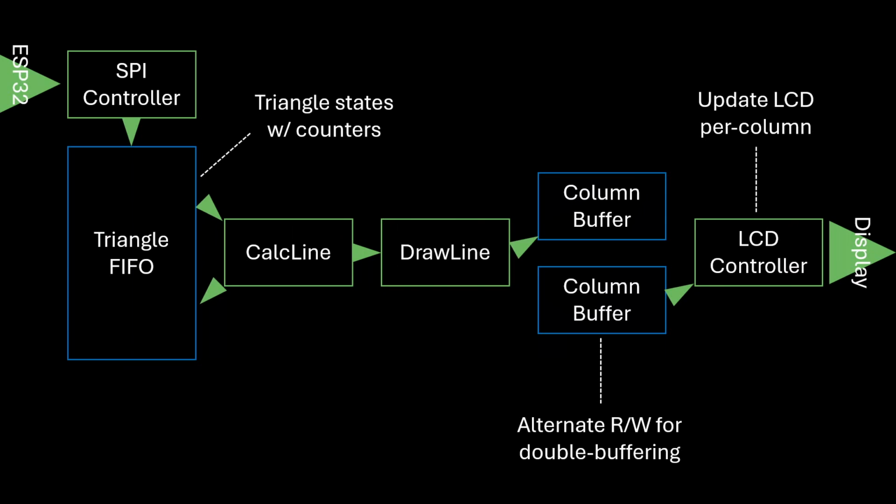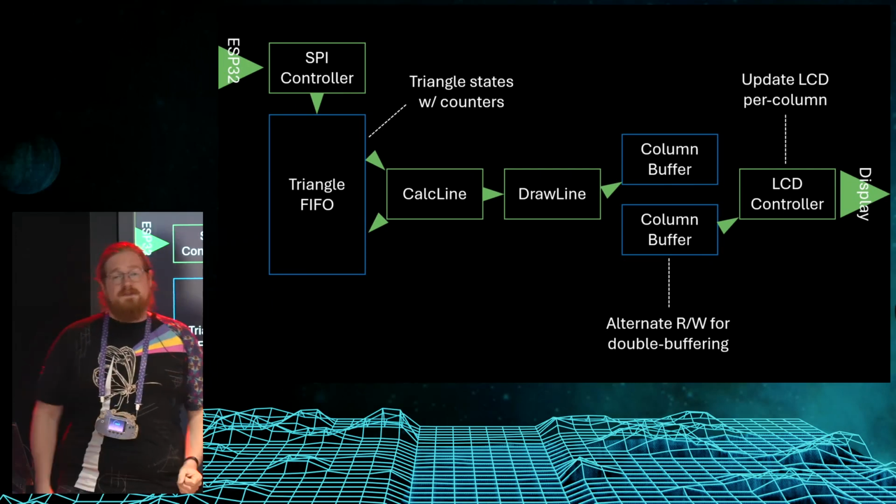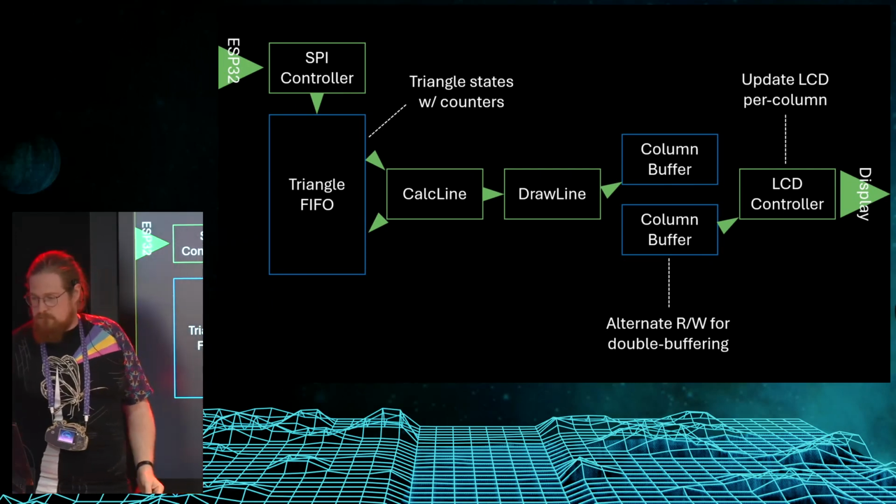And the SPI controller will now add new triangles to the FIFO. The calc line will take one of those triangles, do things for it as far as it can get within that little column, and then write back the updated state. So it will continuously fill up, get processed, and once a triangle is done, it has the full width, we're all done, it's removed from this FIFO. All right.